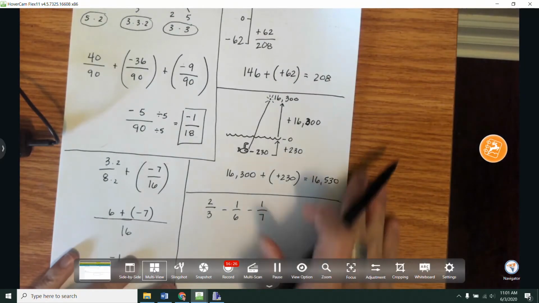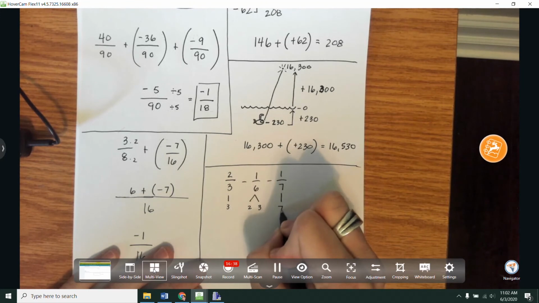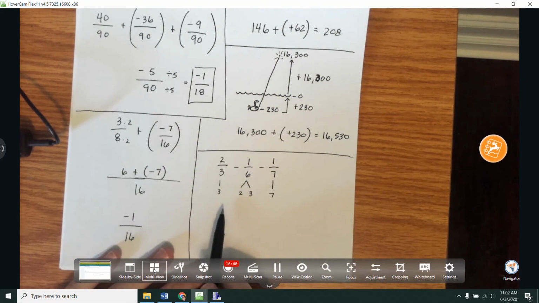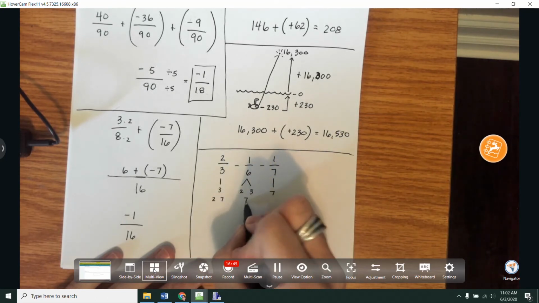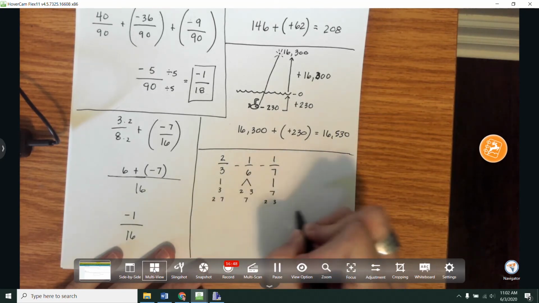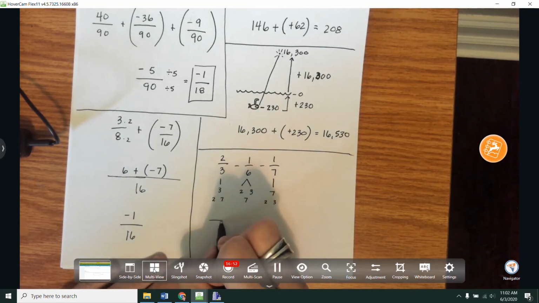So looking at our chart, we know that 3 is a prime number. 6 actually breaks into 2 and 3, and then 7 is a prime number. So in order to get these things to all be the same, this needs a 2 and a 7. This one only needs the 7, and this one needs the 2 and the 3. And so basically we're doing 6 times 7, which is 42.